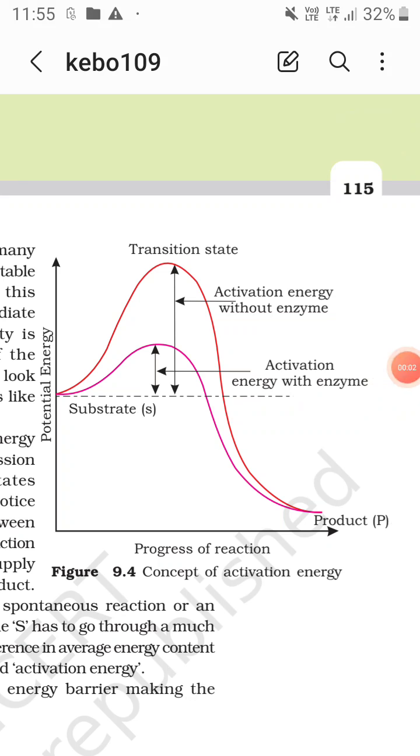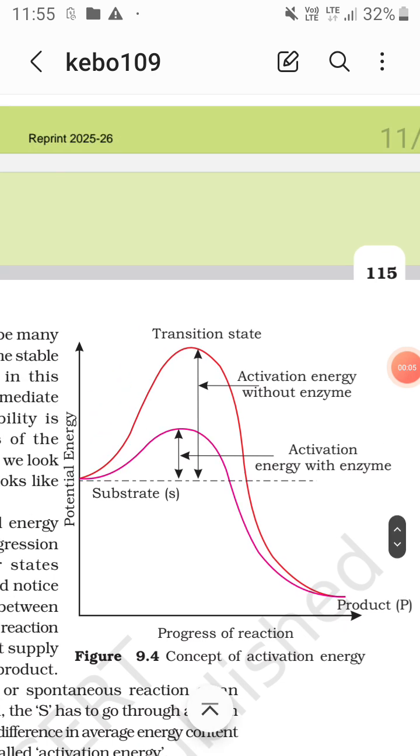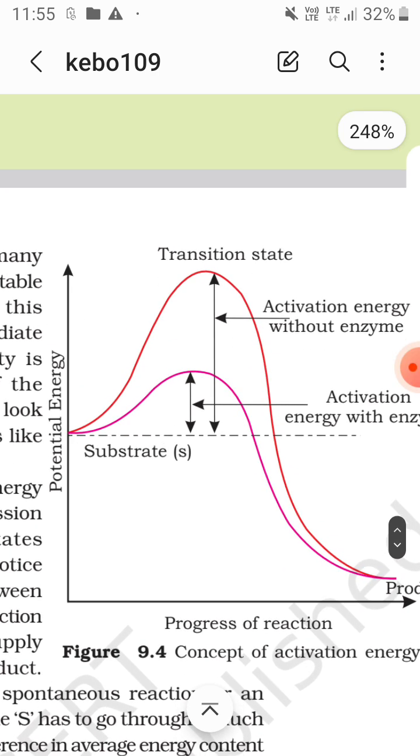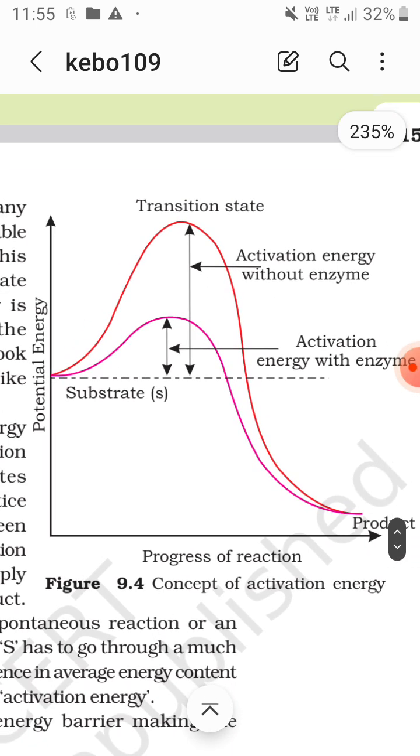Of activation energy. On the x-axis is the progress of reaction, while on the y-axis is the potential energy. Now if the potential is higher, the substrate goes through the transition state to the product always. Now between substrate S and the product, there is a transition state.